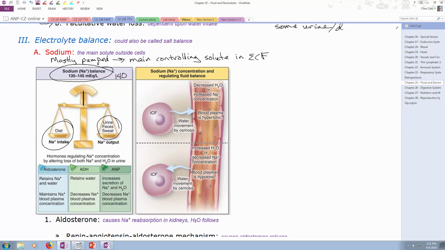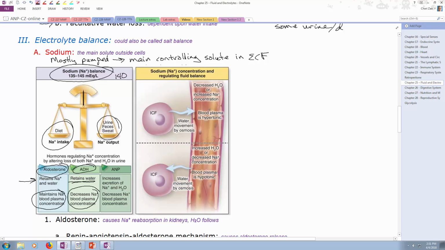Here is the list of hormones that actually regulate sodium concentration within our system. Aldosterone causes us to reabsorb sodium and water. That means retain sodium and water, and it will be responsible for helping us maintain sodium blood plasma concentrations and osmolarity. Antidiuretic hormone causes us to retain water, and the more water we retain, we'll dilute ourselves out and will decrease our sodium blood plasma concentration.